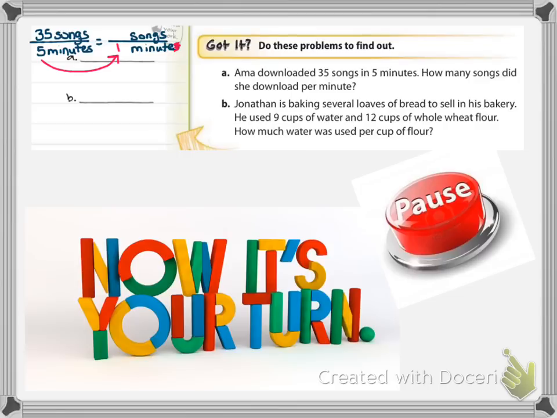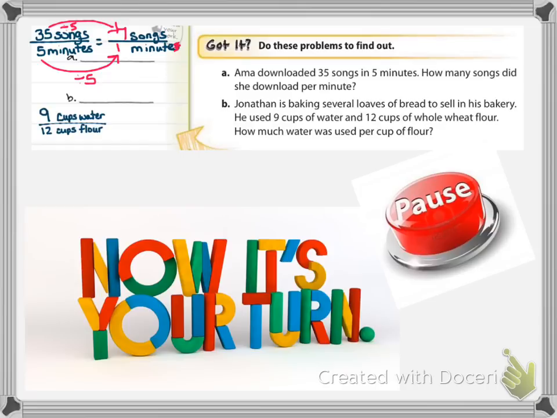So I asked myself, well, what do I do to 5 to get 1? It's going to be divide by 5. So what you do to one number, you have to do to the other. So I'm going to do 35 divided by 5. 35 divided by 5 gives you 7. So what that means is Emma downloaded 7 songs every minute, or 7 songs in 1 minute.